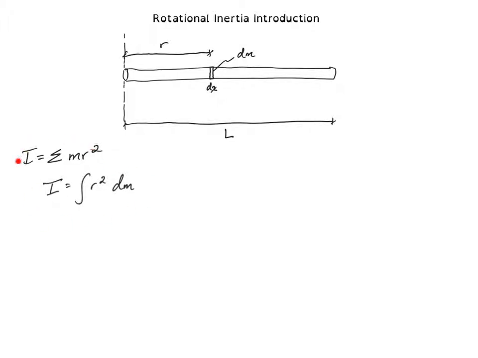Notice how similar this looks. We're just adding up all of those little chunks that are at some location away from that axis of rotation. Now there's one more step to consider. Because this entire thing has mass along its entire shape, we have to consider what we call the linear mass density of this object.